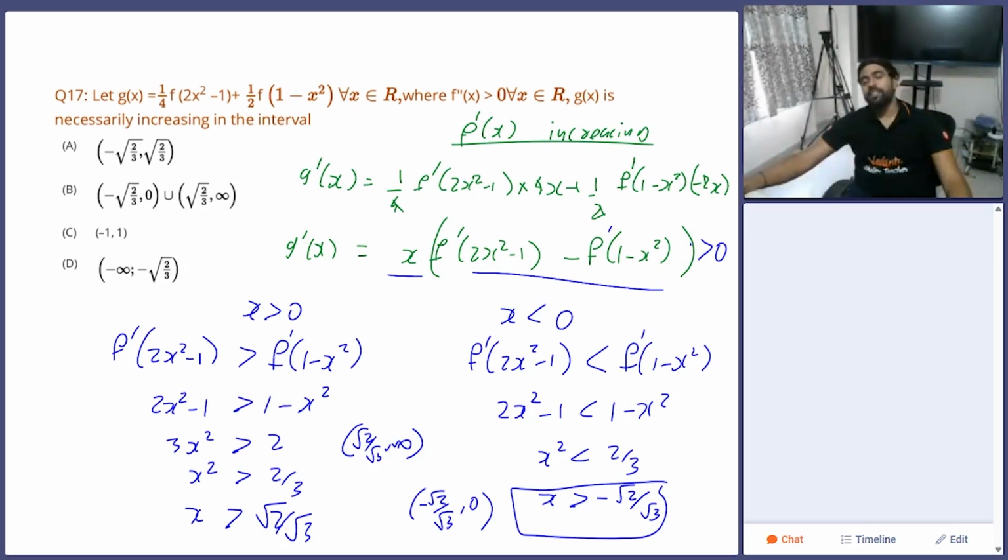The final answer is (-√2/√3, 0) ∪ (√2/√3, ∞). That's option B, which will be the answer for this question. Okay? Plain and simple. Basic manipulation question.